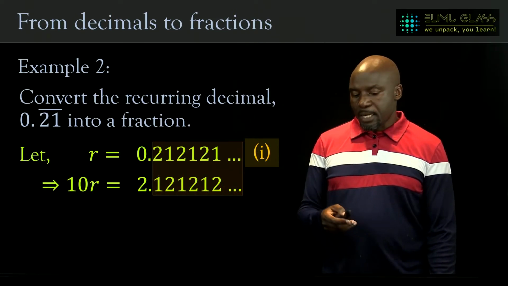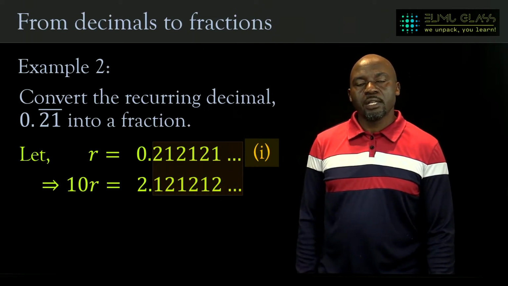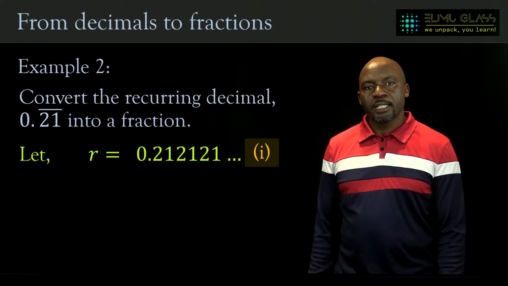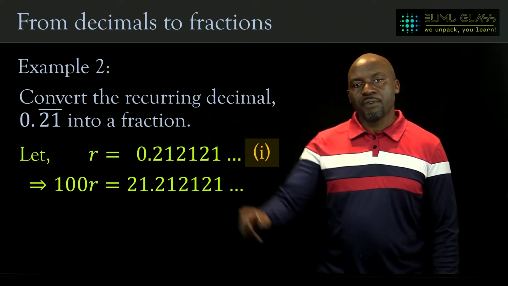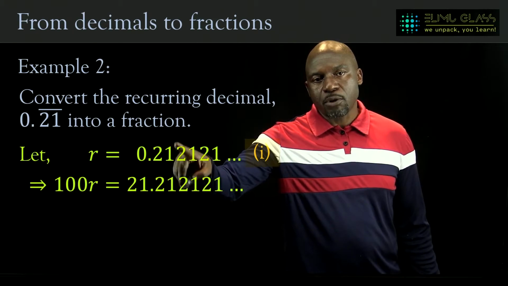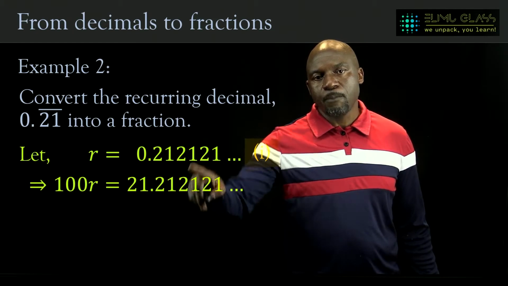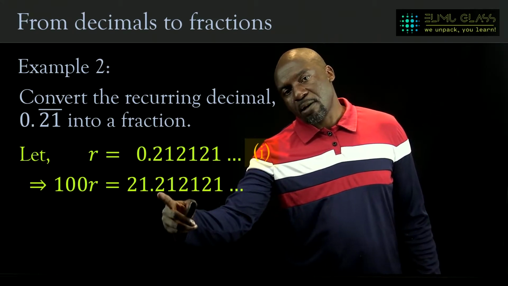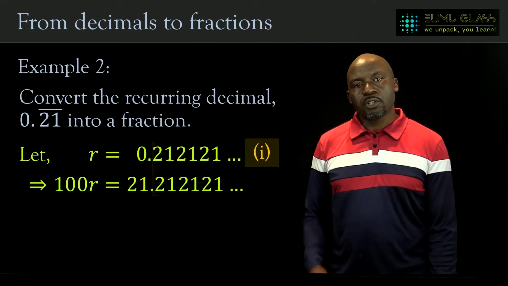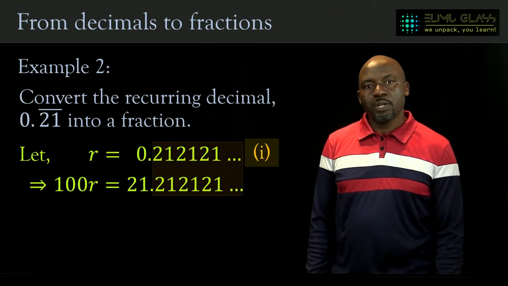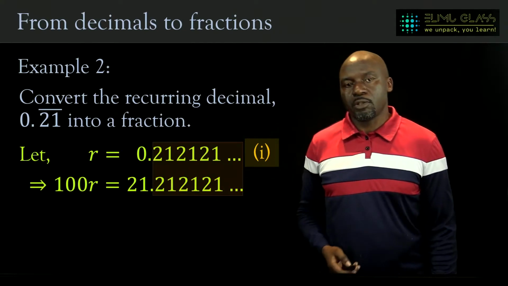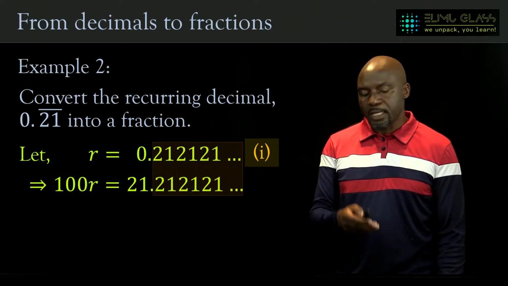So the better number to try is 100. If 10 does not work, then we try 100. I'm going to remove that and try multiplying by 100. If I multiply this by 100, the decimal point moves forward 2 steps, so it's going to go to 21.2. Now you can see the order of the digits is the same behind the decimal point. The first thing we want to ensure is that the order of the digits is the same in the two equations behind the decimal point.